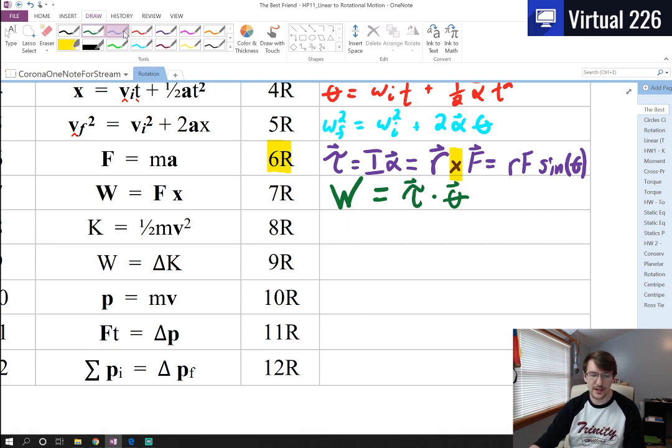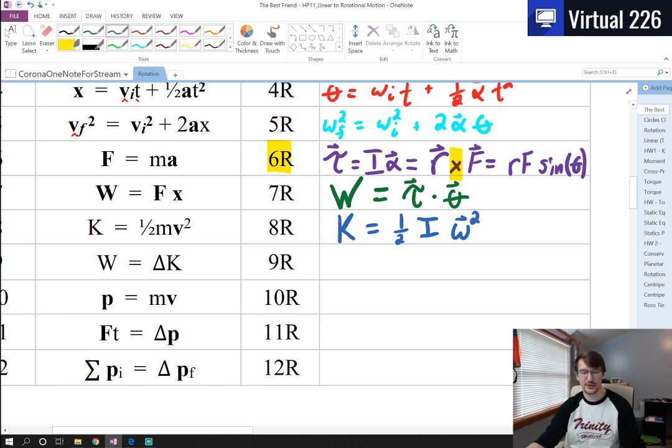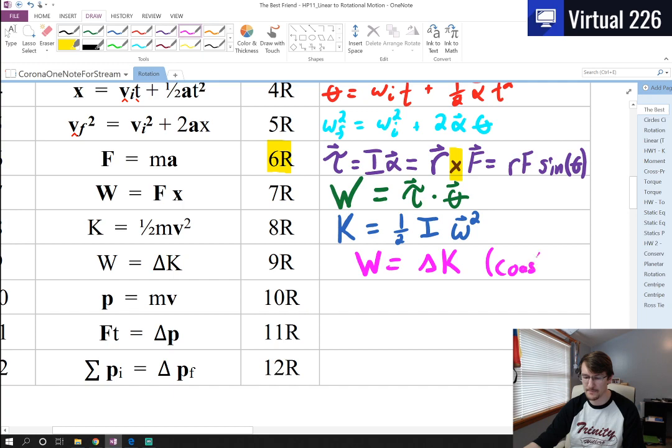Kinetic energy looks kind of the same, but kinetic energy here, instead of being 1/2 mv squared, it's going to be 1/2, and then the m is going to become an I, the moment of inertia, and then the v is going to become an angular velocity squared. Remember, energies and work, they're not vectors, so they don't have vector symbols over them. They're just quantities. They're scalars, so they don't have a direction. Luckily for us, because of this, work is still just equal to the change in kinetic energy. So that doesn't change at all. Okay, nothing's changed there.